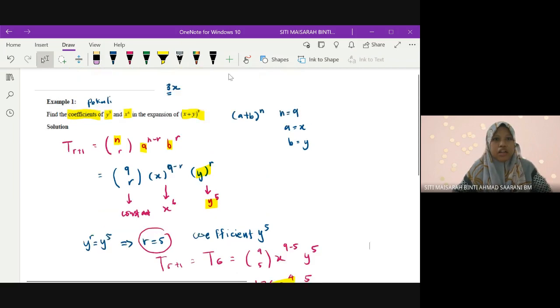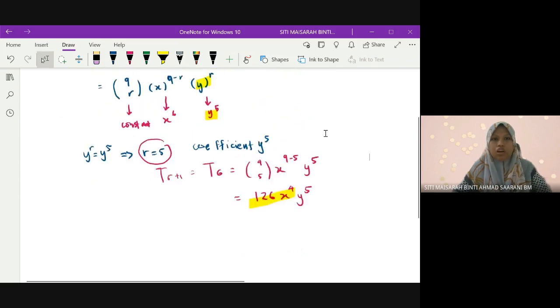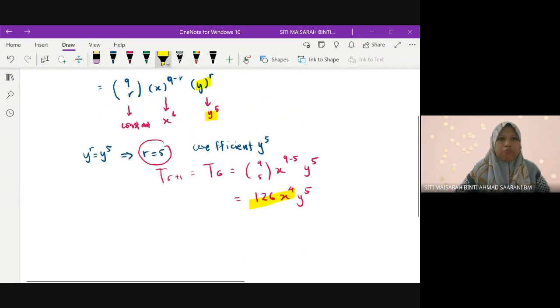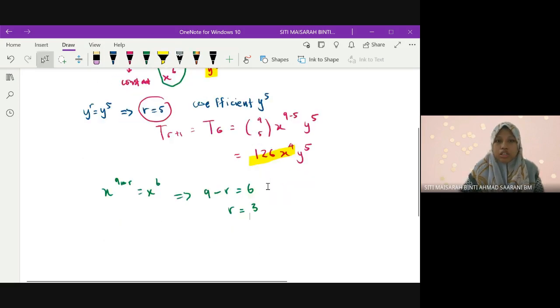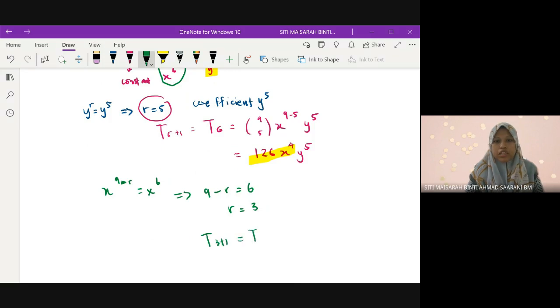So kalau dia nak coefficient of x power of 6 ni, awak kena cari r lain pula lah. Jadi awak compare yang ini pula. So kalau untuk x power 9 minus r equals to x power of 6, so then we get 9 minus r equals to 6, so r is equal to 3. Jadi dia dapat r equals to 3. So jadi kat sini dia akan jadi T3 plus 1. Kalau T3 plus 1 is T4. Dia tak kisah pun depan ni. Yang penting dia nak coefficient sahaja.